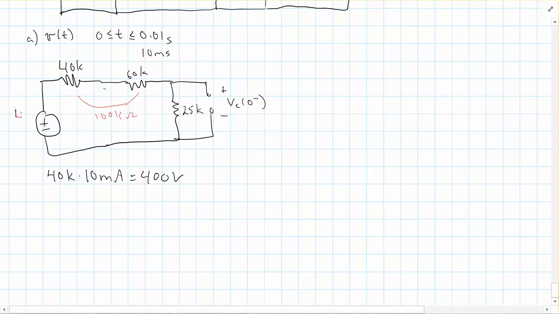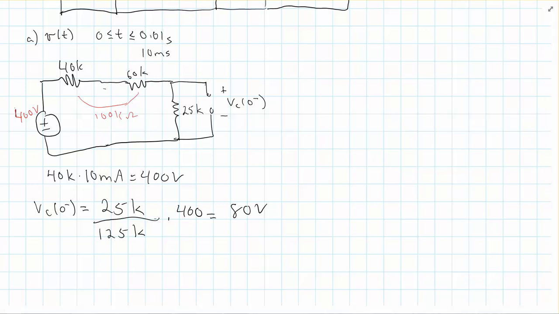So this should be 400 volts. So we'd have that VC at 0 minus is going to be 25K over 125K, because I just add all the resistors up, times 400, which I believe is 80 volts. And I'm just double checking on my calculator here. Yes, 80 volts. Alright, so then that gets me what VC at 0 plus is: 80 volts.